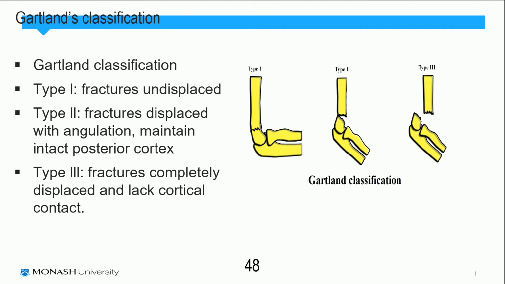The Gartland classification is very useful to identify supracondylar fractures. So a type 1 Gartland classification is where the fracture is undisplaced, whereas a type 2 fracture is displaced. There's angulation, however, there's still contact at the posterior cortex. And then type 3 is where the fracture is completely displaced and there's no cortical contact.